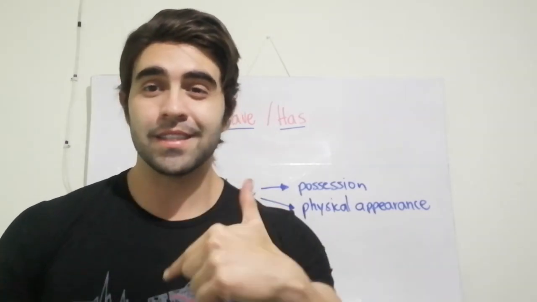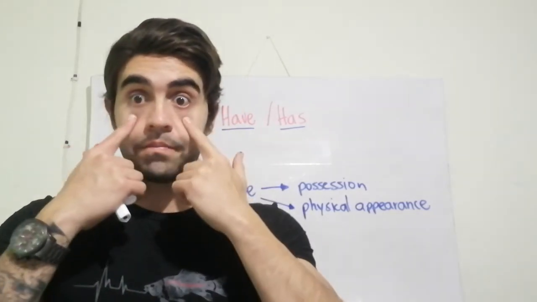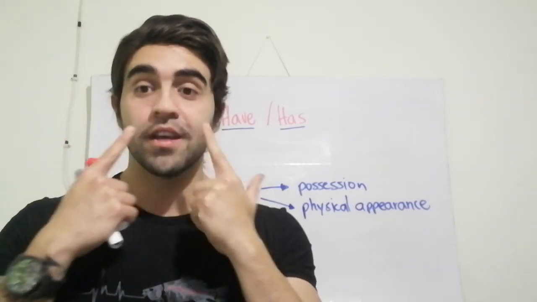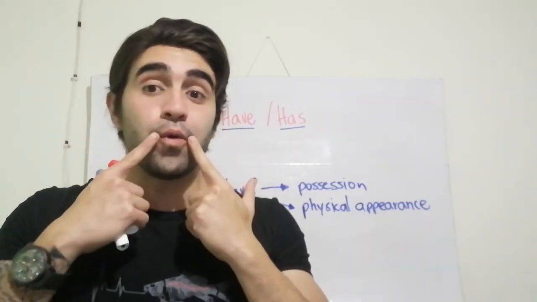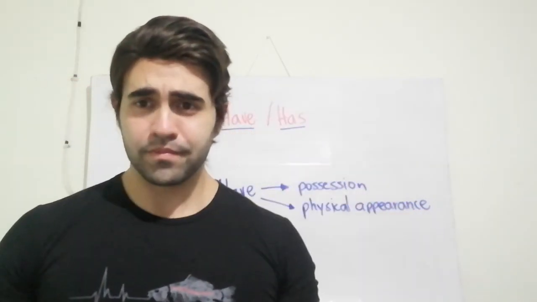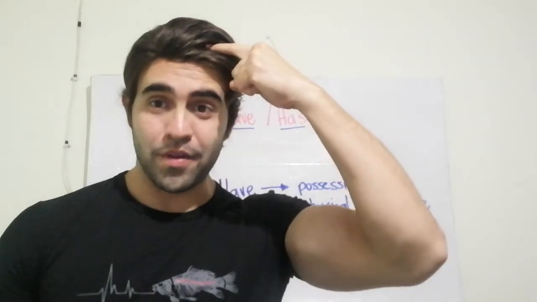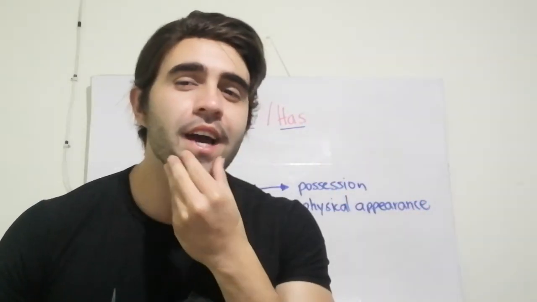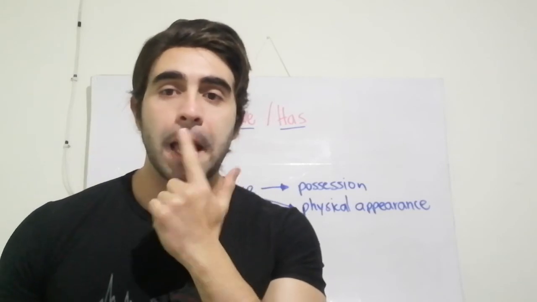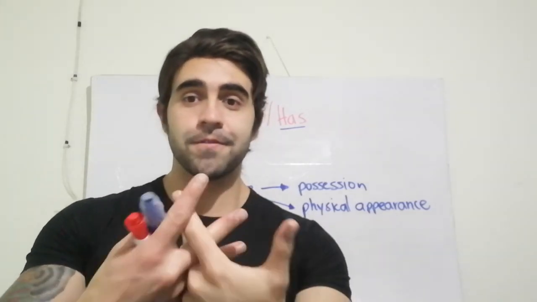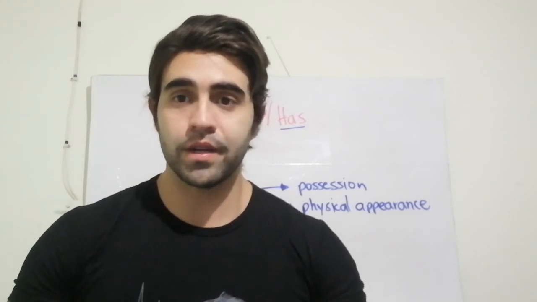Now, for example, in this case, I say I have big brown eyes, I have a big nose, and I have a small mouth, and I have big ears. Also, I have brown hair, yes, and that's it. I have a beard and I have a mustache, right? That's how you express the physical appearance of a person.